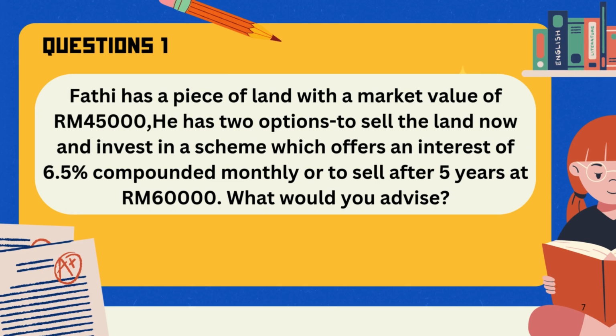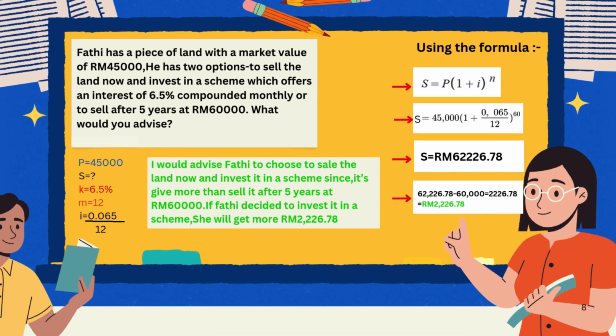Let's get on with the first question. Fatih has a piece of land with a market value of 45,000 ringgit Malaysia. He has two options: to sell the land now and invest in a scheme which offers an interest of 6.5% compounded monthly, or to sell after 5 years at 60,000 ringgit. What would you advise? P equal to 45,000, S equal to unknown, K equal to 6.5%, which is 0.065, M equal to 12, I equal to 0.065 divided by 12.